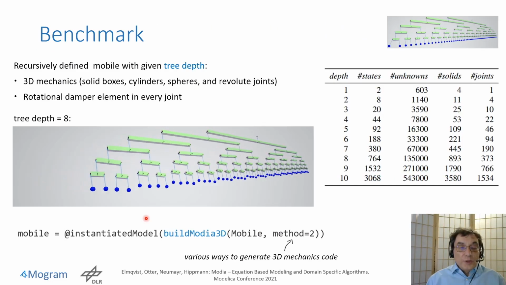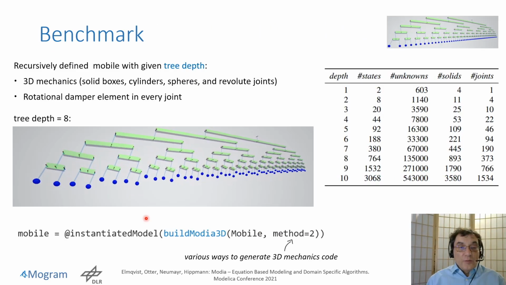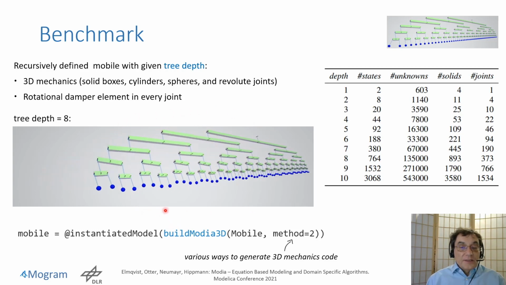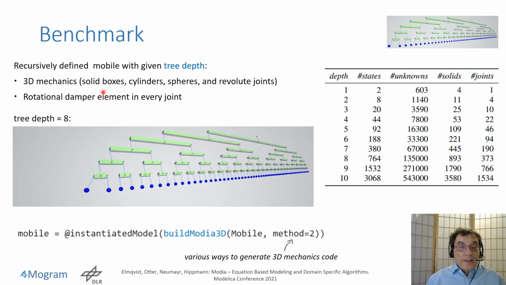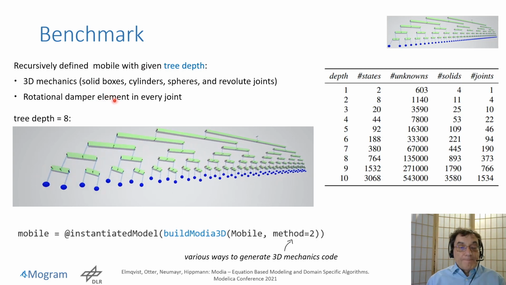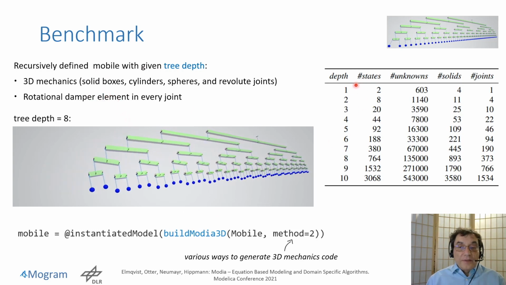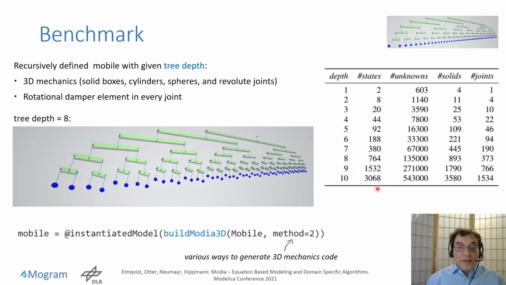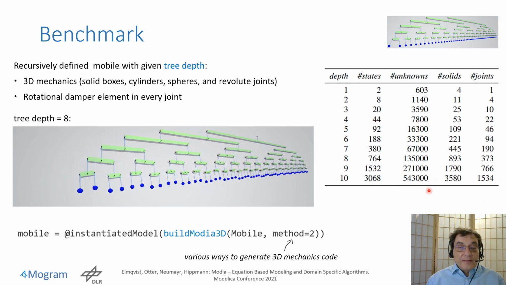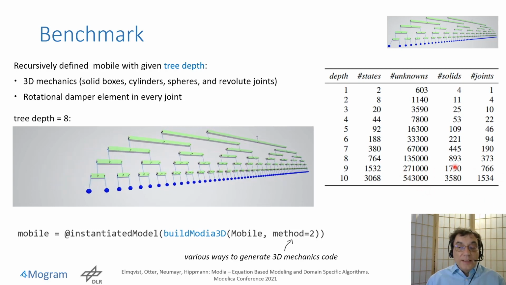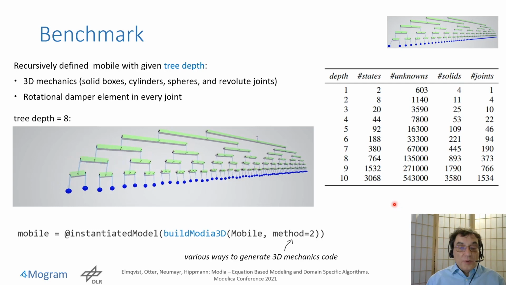Hello, I'm Martin Otter, and I will give you some information about one of our benchmarks. The benchmark is a mobile, so a tree-structured system built up of 3D mechanics elements and of Modia equation-based elements. We have a tree depth of 1 to 10. If depth is 10, you have about 3,000 states and 500,000 scalar unknowns, and about 7,000 components.